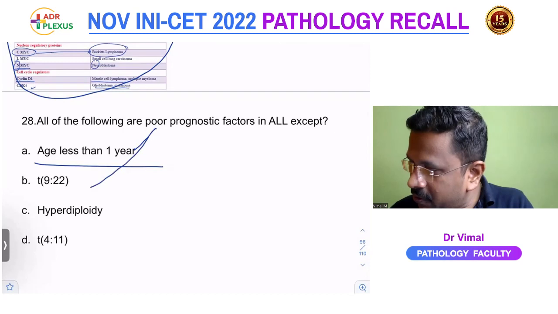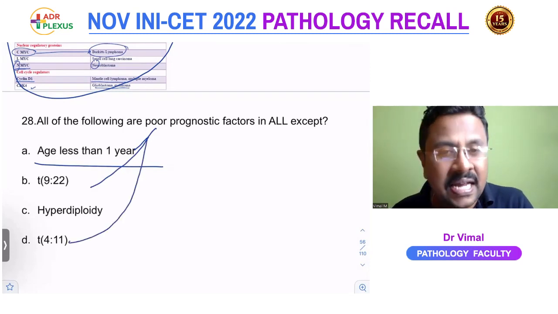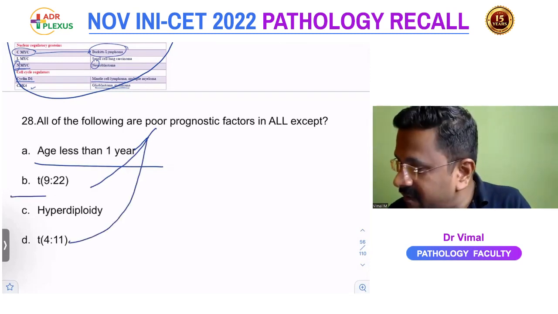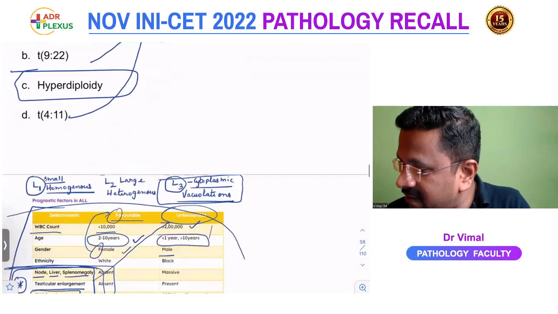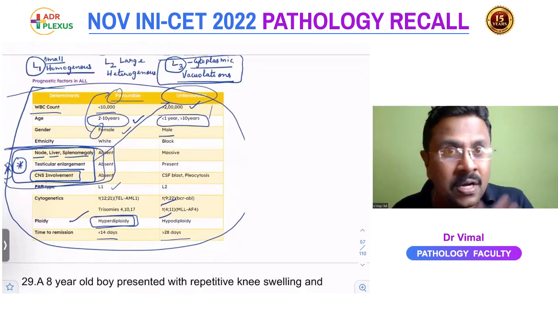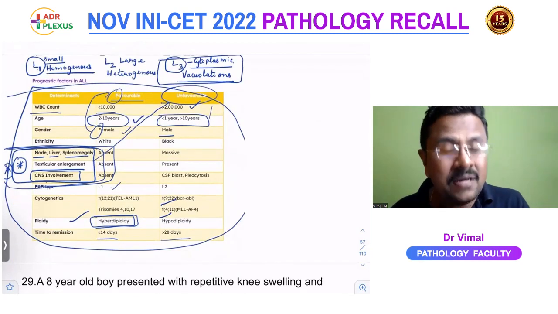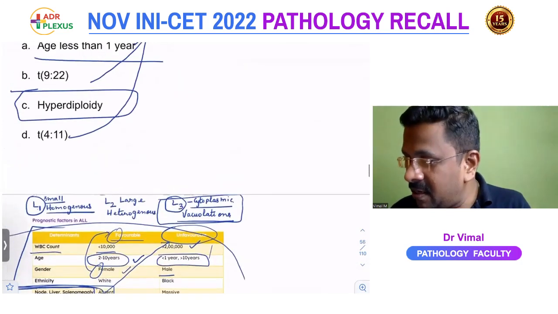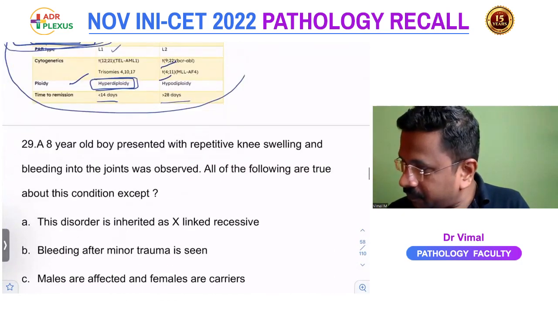922 again a poor prognostic factor. Translocation 411 again is a poor prognostic factor. Whereas hyperdiploidy, as you can see from this tabular column which I have told you, is a favorable prognostic factor. Favorable prognostic factor.